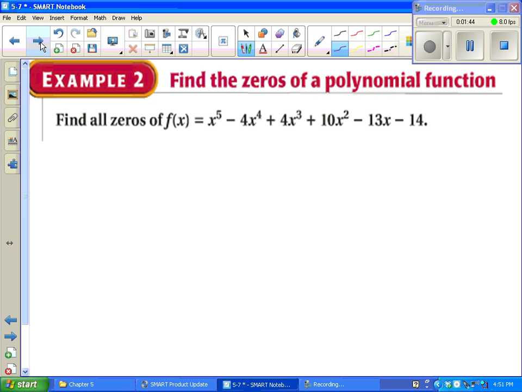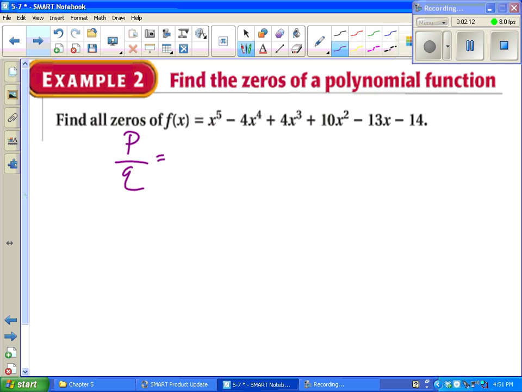We've got a 5th degree, which means we've got to find how many zeros? 5. And they're not going to be easy to find. We don't know how to factor a 5th degree by any means. What we do know how to do is use the rational zero theorem, meaning you've got to make that P over Q list and list out all the factors for P, all the factors for Q. I'm not going to do that part for you because you need to know how to do that on your own.